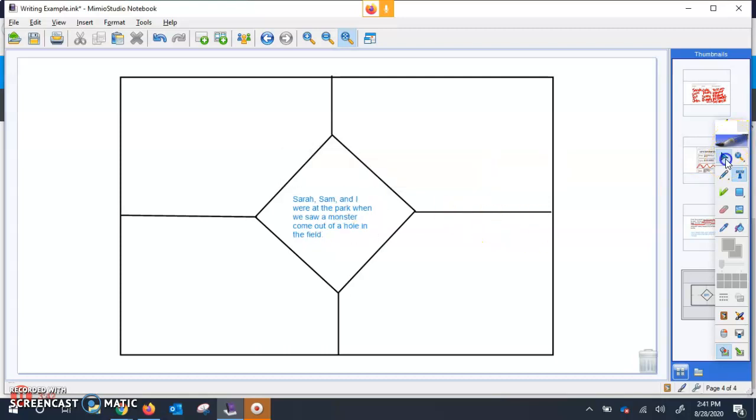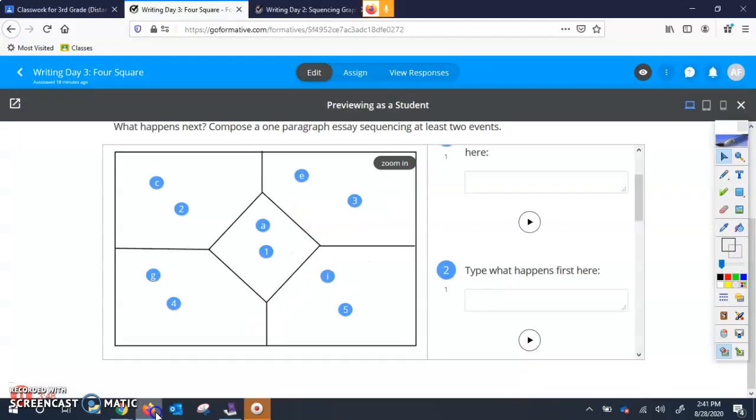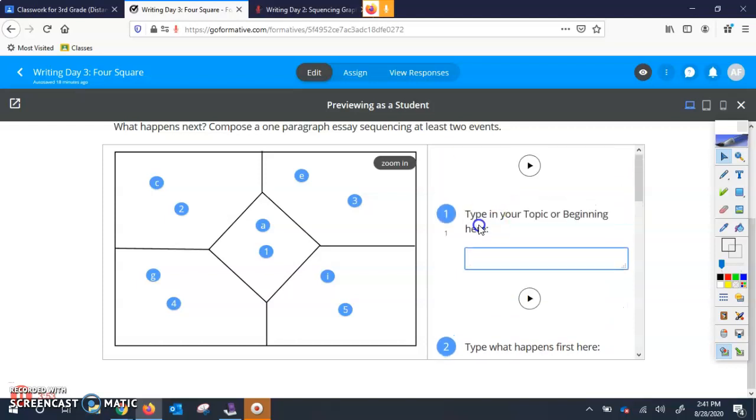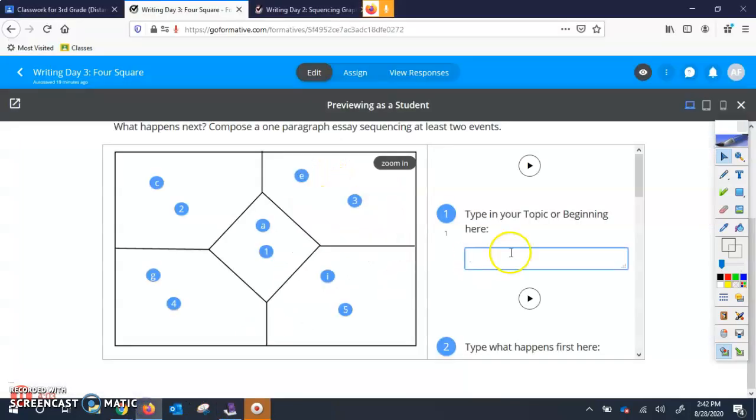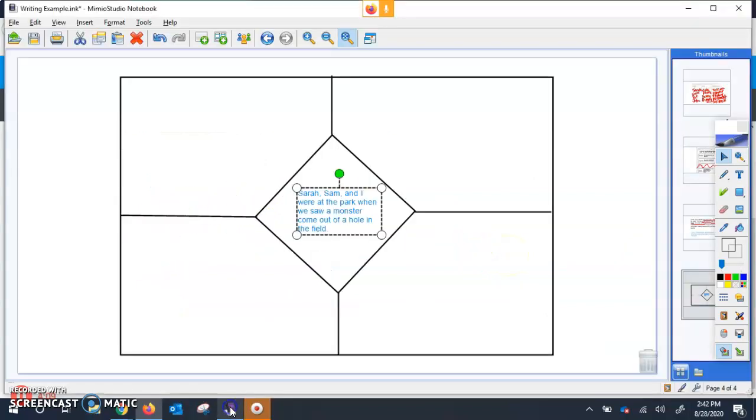When you come up with your beginning, you're going to put it straight into your Foursquare. Or if you look at the formative here, you're going to put it straight into box number one. Type your topic or beginning here. If I were putting it into the formative, I would type everything I just put here into this first box. And now I have these next three boxes: two, three, and four.